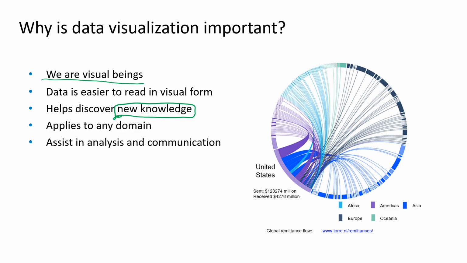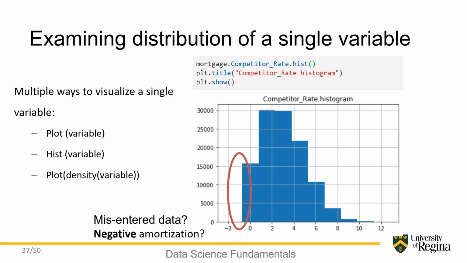It applies to any domain, so whatever you do, visualization is helpful for you, and it also helps in analysis and communication. You could usually use it to communicate data. Most of the time, when you want to visualize a very big variable, a variable with a lot of different values, maybe 100,000 values, then visualization is your only way to try to see what's happening.